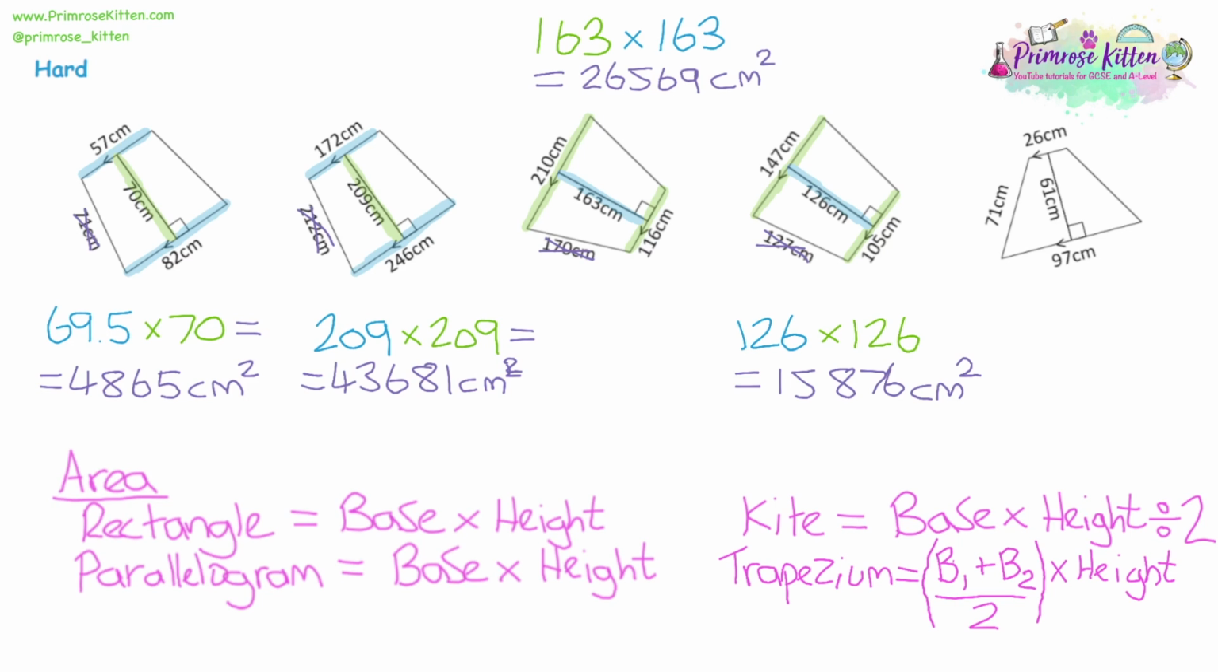Now moving on to question 5. So we've got two bases. We've got the height. So now on my calculator, I'm going to find the average of the bases. So 26 plus 97 is 123. And divide that by 2, and we're going to get 61.5. We're going to multiply that by the height, which was 61. And that's going to give us our area. So our final answer is going to be 3,751.5 centimetres squared.